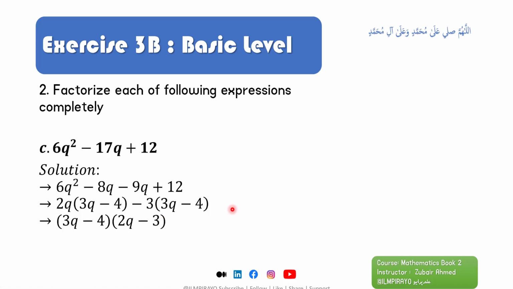factor. Similarly, we have to multiply 6 with 12, and we get the answer 72. Now, we have to find out the factors of 72. Just think for a while, what are the numbers? If we add them up, they give us 17. But if we multiply them, they give us 72. Those are 8 and 9. So that's easy.